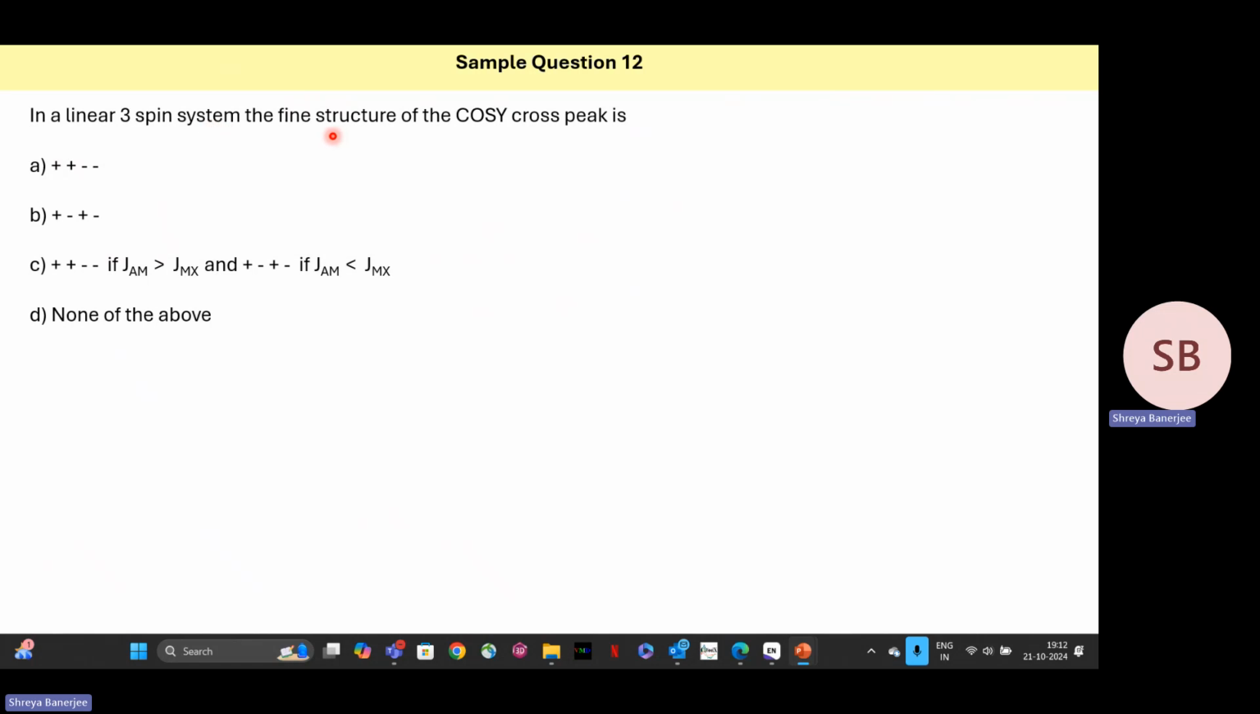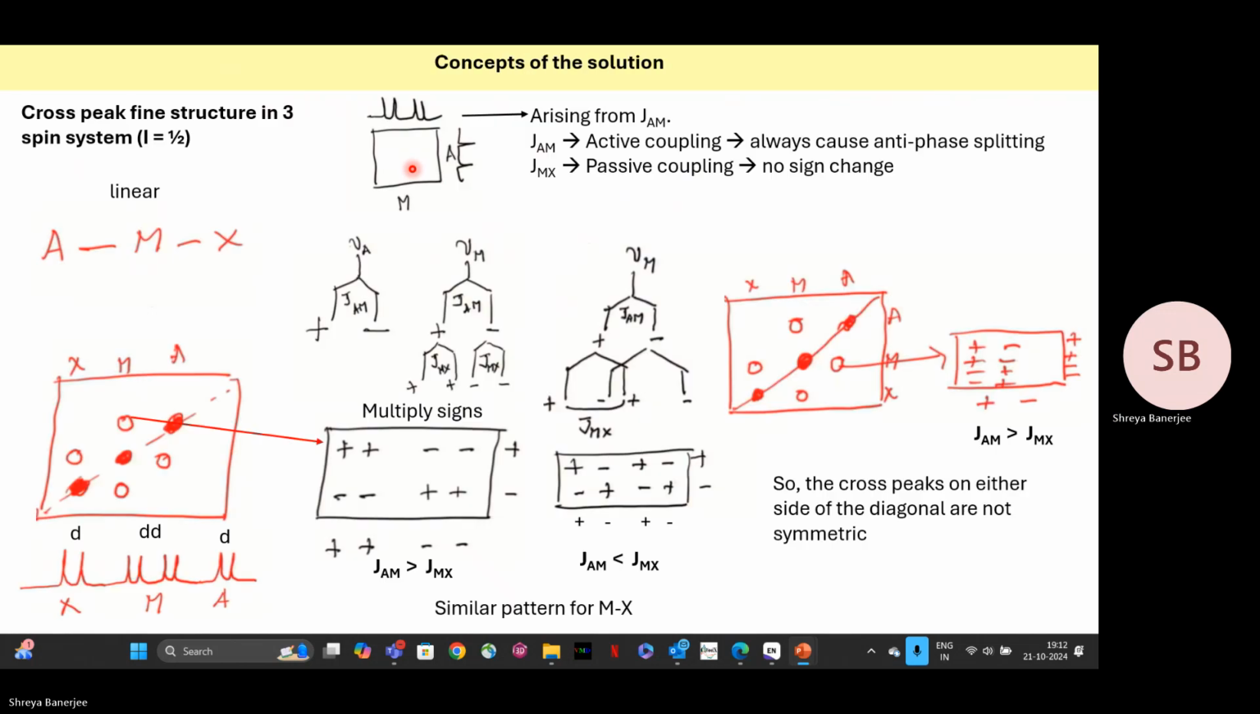Next, it is asking about the fine structure of a COSY cross peak in a linear 3-spin system. So suppose we are looking at the AM cross peak. Let us first imagine a linear system AMX, 3 spins connected in a linear way. Now, AM is called the active coupling and it will always cause anti-phase splitting, meaning into plus minus.